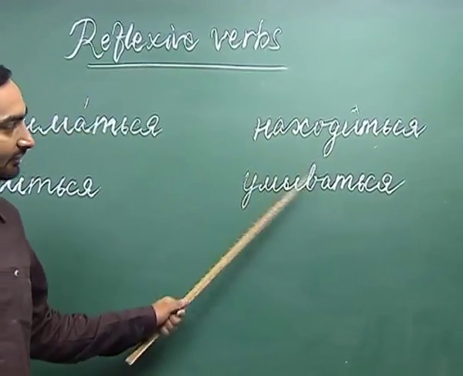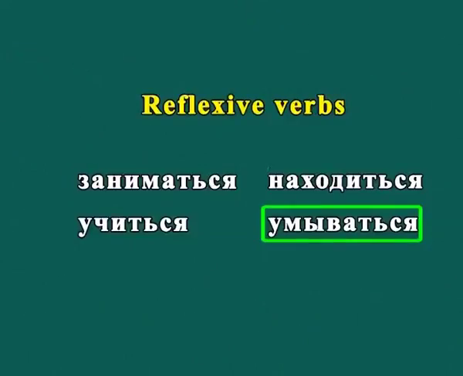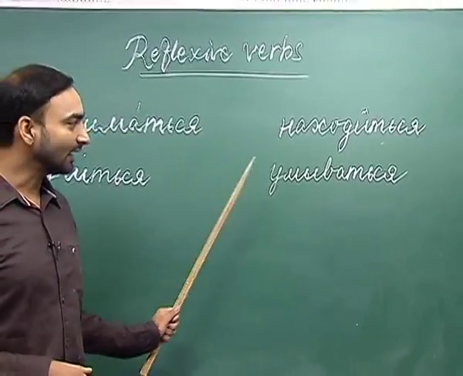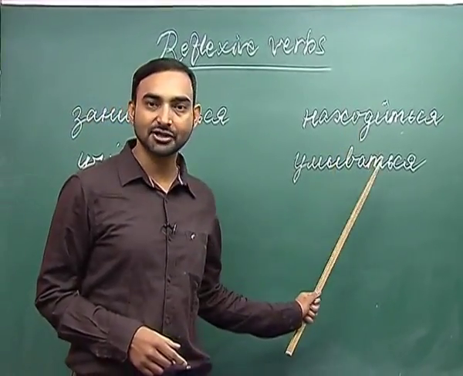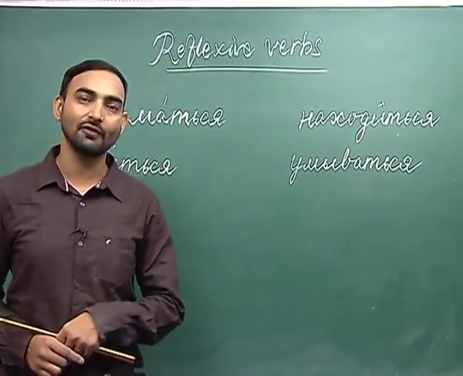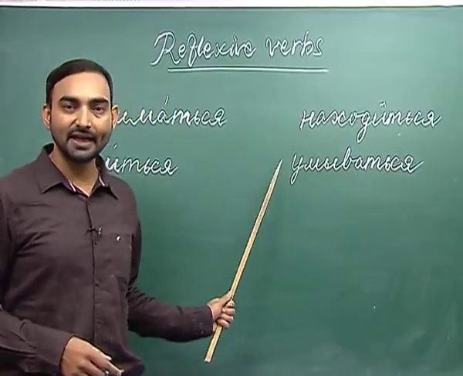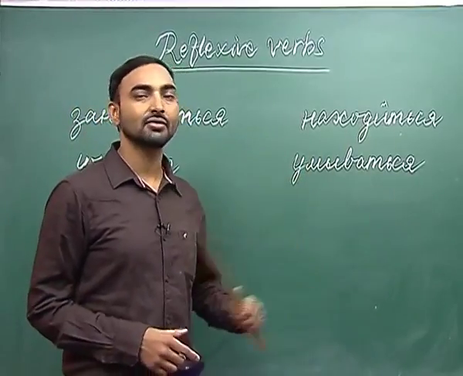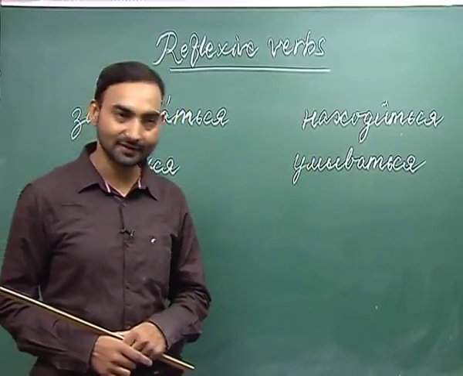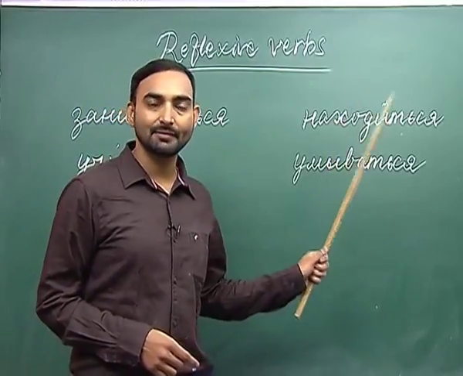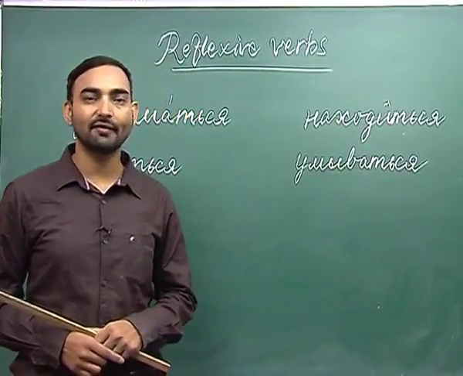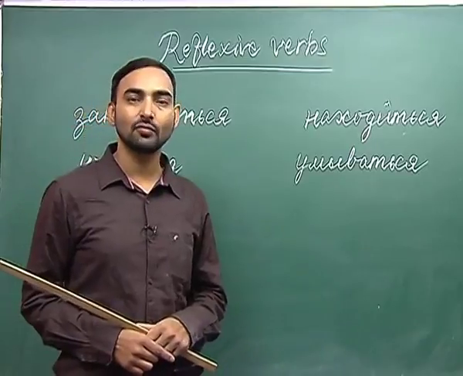The next reflexive verb we have is umyvatsya. Umyvatsya is to wash oneself or to take a bath, and it has the first conjugation or ye conjugation. So, how will we conjugate? Ya umyvayus', ty umyvayeshsya, on/ona umyvayetsya, my umyvayemsya, vy umyvayetes', oni umyvayutsya.